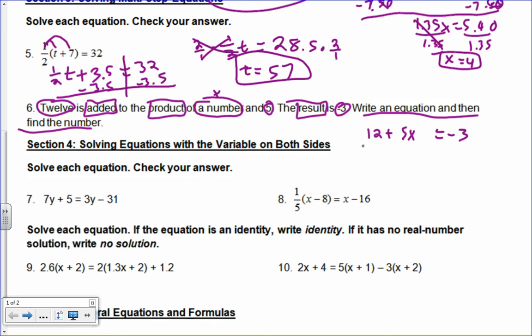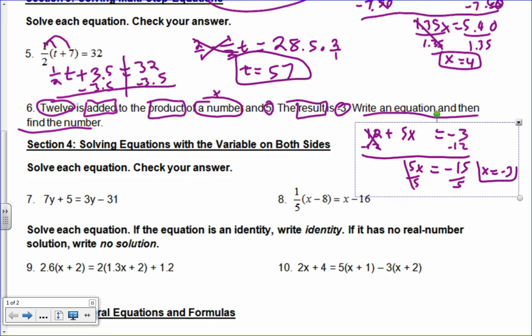Solve for x then. Alright, we're going to get rid of this number that's added to it first. So minus 12 from both sides. Still left with 5x. 5x equals negative 15. Divide both sides by 5. And you get x equals negative 3. So the number we're looking for is negative 3.